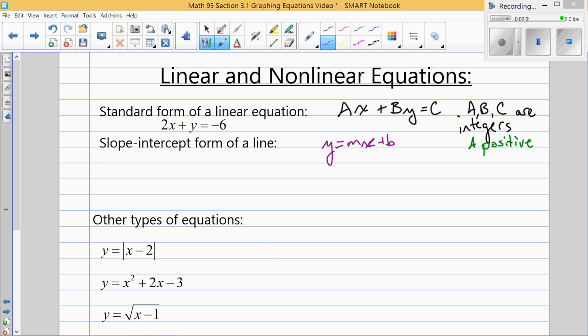And m and b are anything. They could be decimals, they could be fractions, they could be whole numbers. They don't have the stipulation that a, b, and c did up in standard form. The y and the x correspond to the same two variables between the two forms, though.